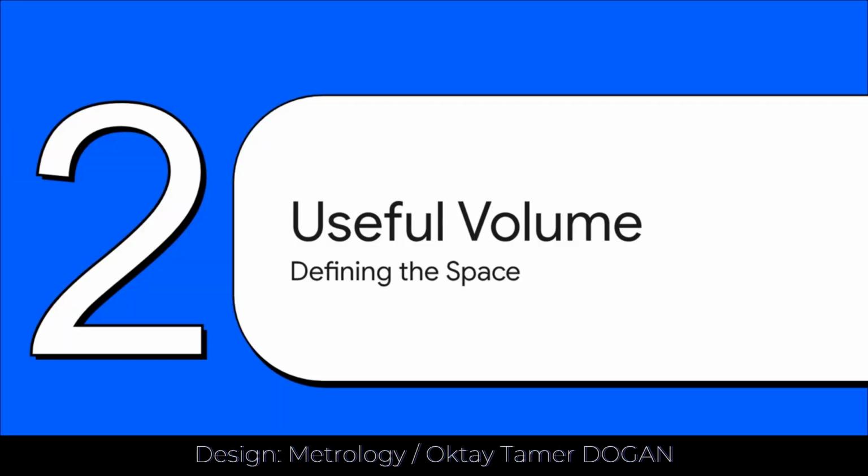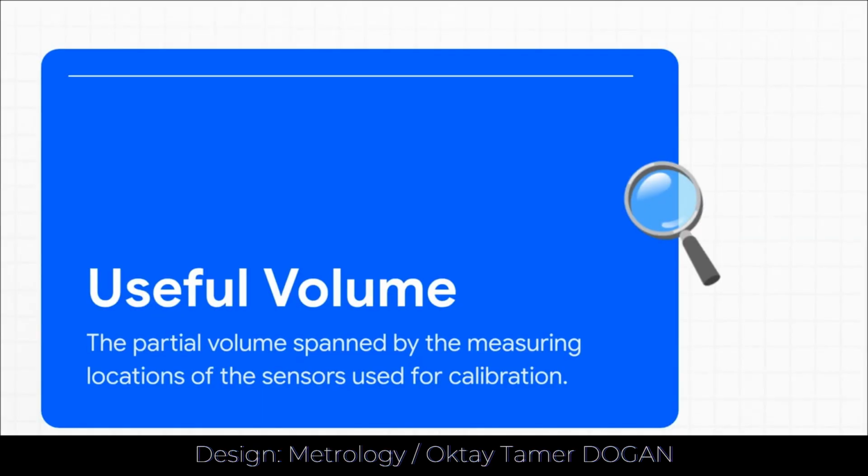Moving on to Section 2, defining the useful volume. Now, if you take away just one thing today, please let it be this concept. You aren't actually calibrating the entire chamber. You're only calibrating this highly specific space known as the useful volume. This is the exact 3-dimensional space spanned by the measuring locations of the sensors you use during the calibration process.